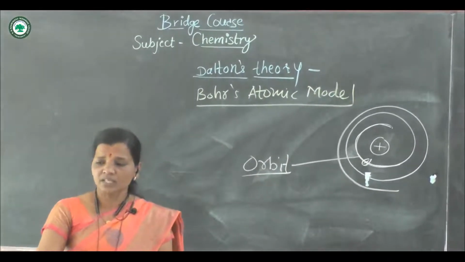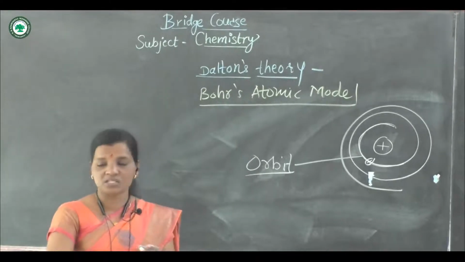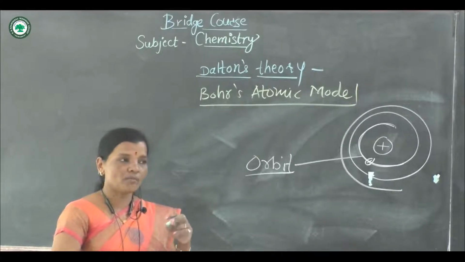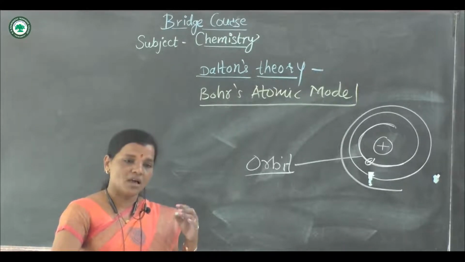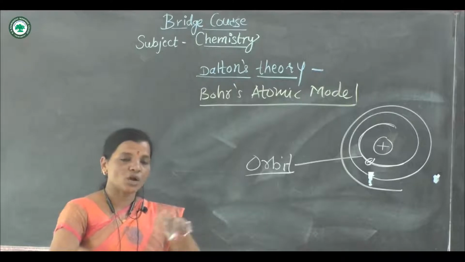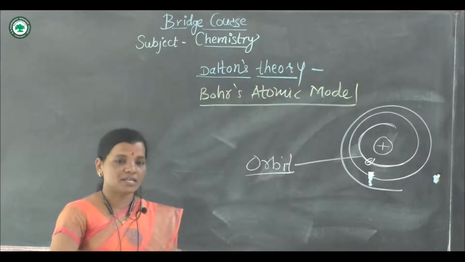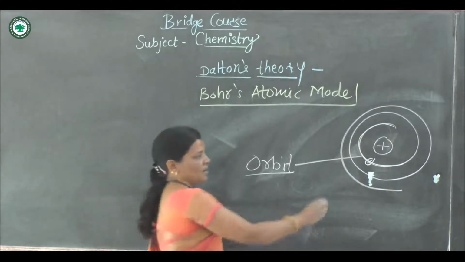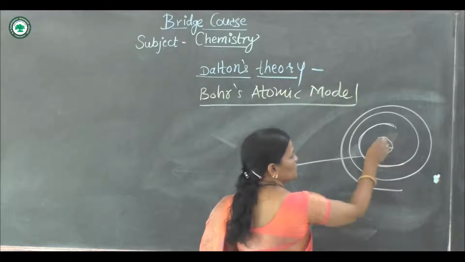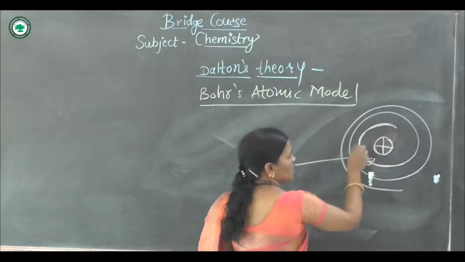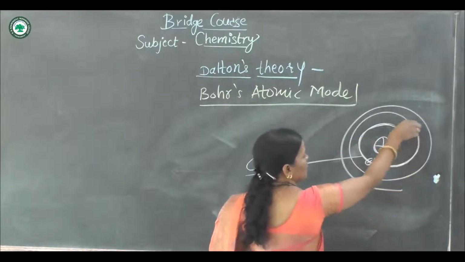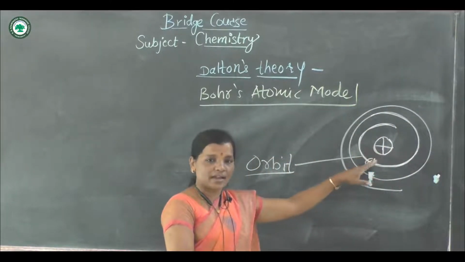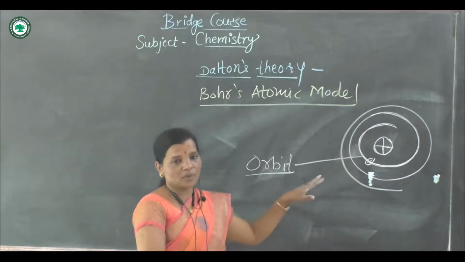These orbits are arranged concentrically around the nucleus in an increasing order of energy. That means with increasing order of energy, these orbits are arranged around the center position of the nucleus. The nucleus is present at the central position of the atom, and electrons are revolving around this nucleus, but the orbits are arranged in increasing order from the nucleus.